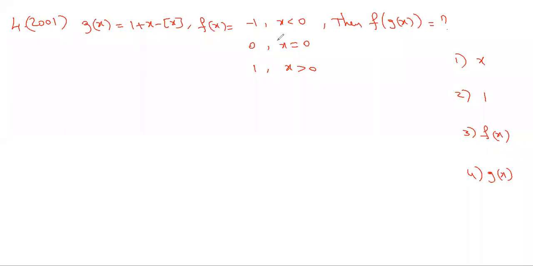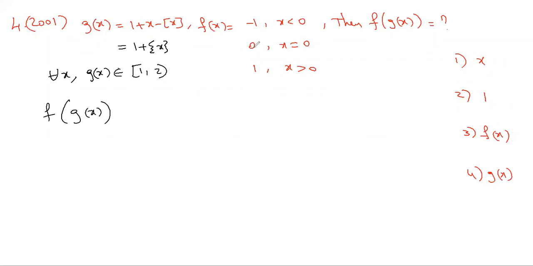So they're given the definitions of f and g, and they're asking us f of g of x. See, g of x, if you observe this, it's 1 plus x minus integral part of x, which is the fraction part of x. 1 plus fraction part of x basically lies between 1 to 2. Basically, this number g of x, for every x belongs to closed 1 to open 2. For all x, g of x belongs to this interval. This observation will help us to calculate f of g of x.